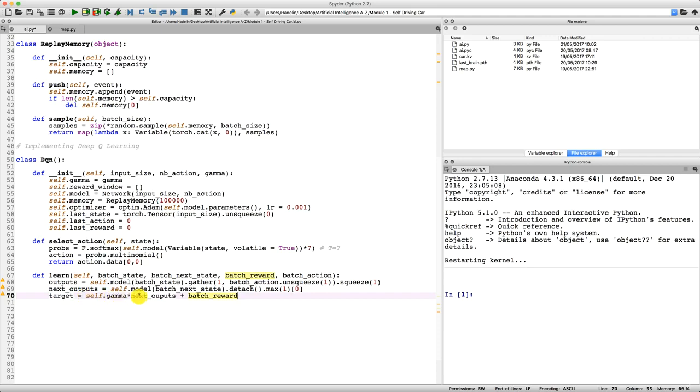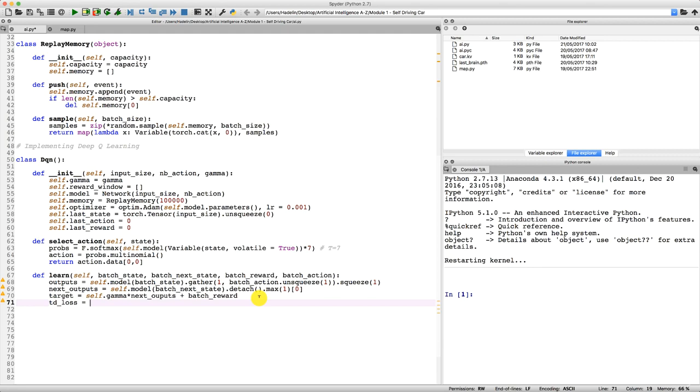gamma multiplied by the next output plus the reward. All right, perfect. So now we have our output, we also have our target, and therefore we can compute the loss. The loss that is representing the error of the prediction. So let's call this loss TD loss. TD is of course for the temporal difference. That is again at the heart of Q-learning.